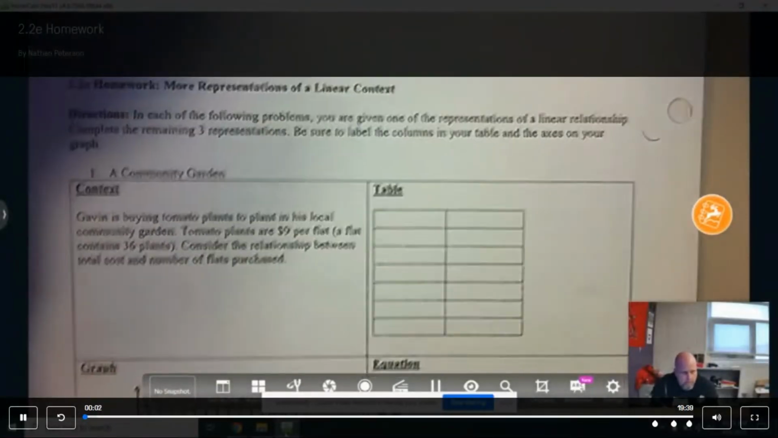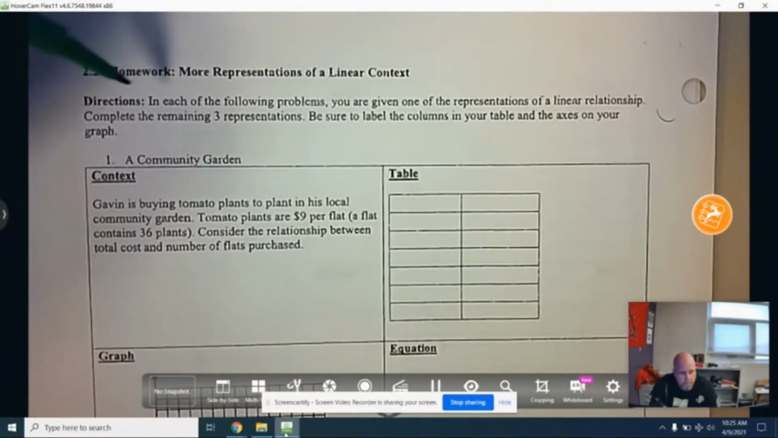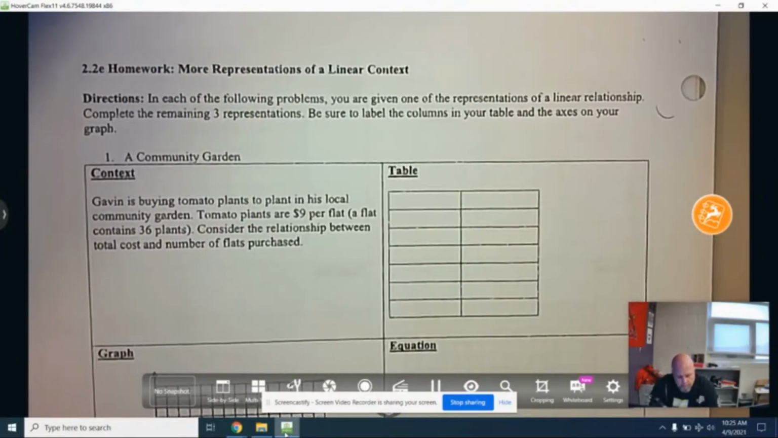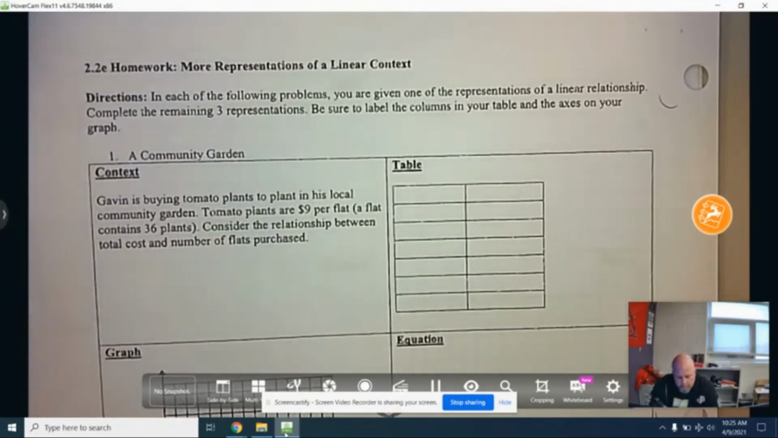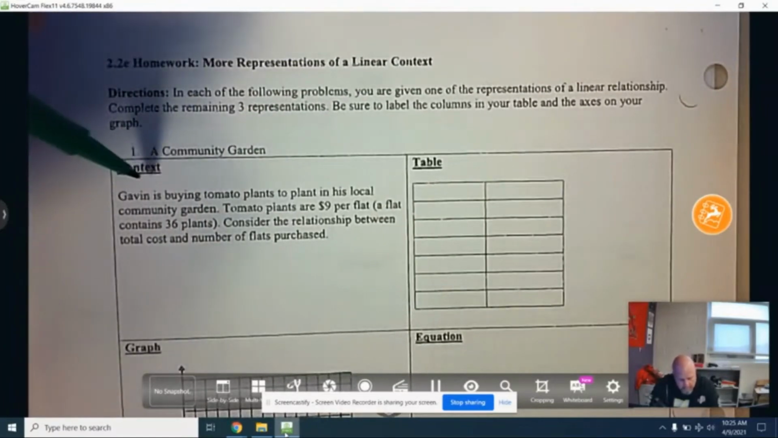Okay, guys, for today you need page 22 out of your math packet. It starts off with 2.2e homework, page 22. So today we're going to talk about graphs, tables, equations, stories, and how they all relate to each other. Starting off with today's story, this context.